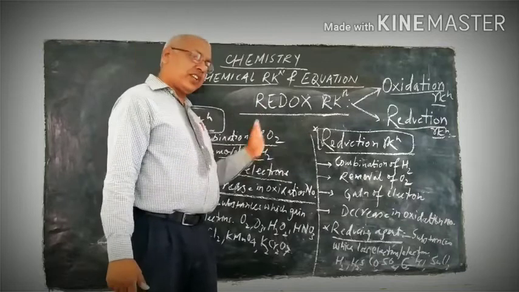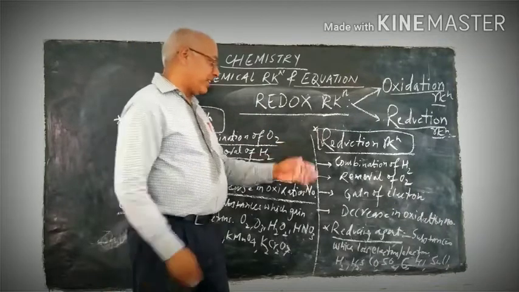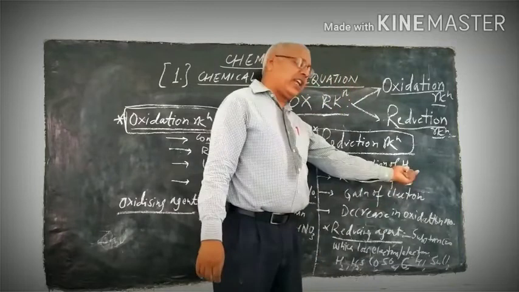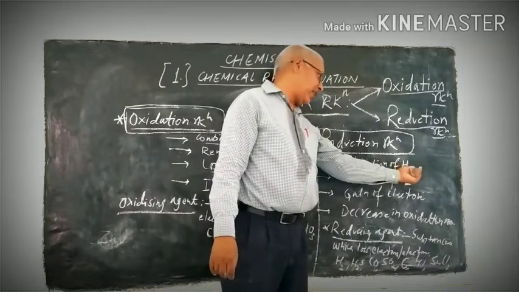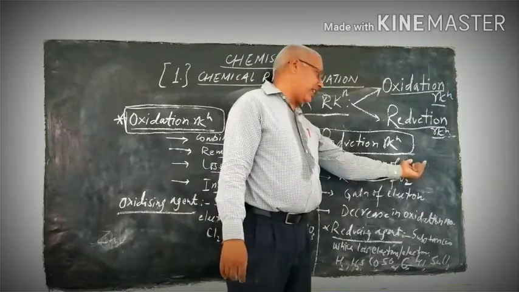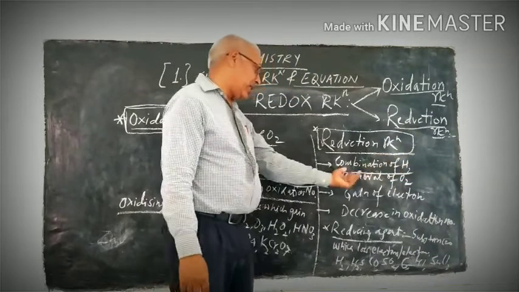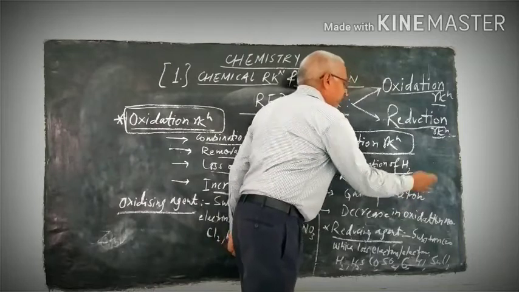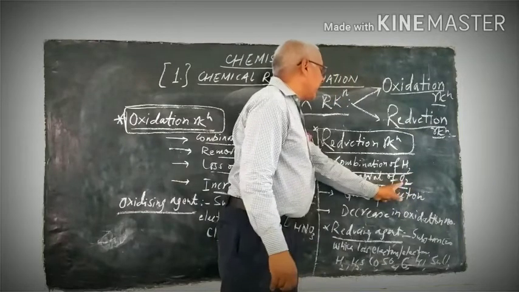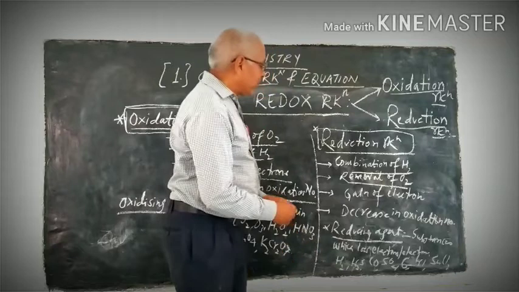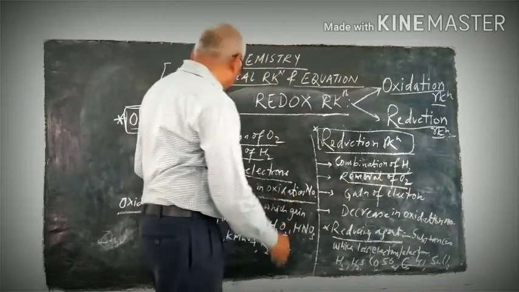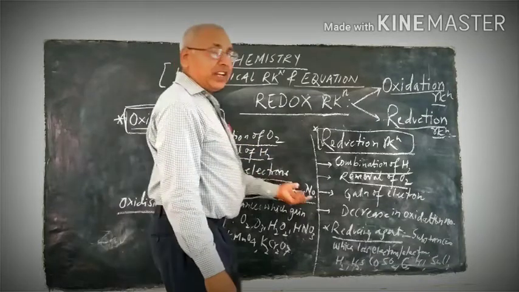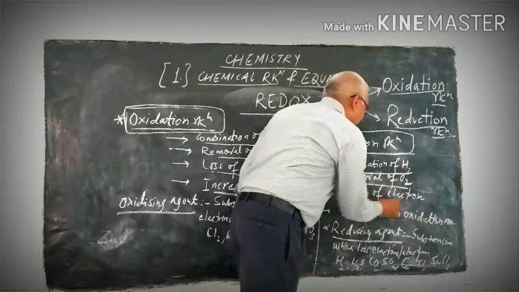Reduction is just the opposite of oxidation. Combination with H2: H2 is already an electropositive element, though sometimes elements show dual behavior, electropositive or electronegative. Similarly, removal of O2 indicates an electronegative element. Loss of electrons is oxidation, and here, gain of electrons is reduction.